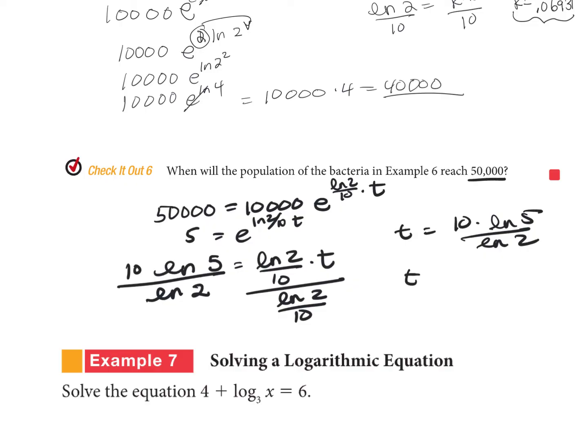And it is going to take 23 hours. Great.